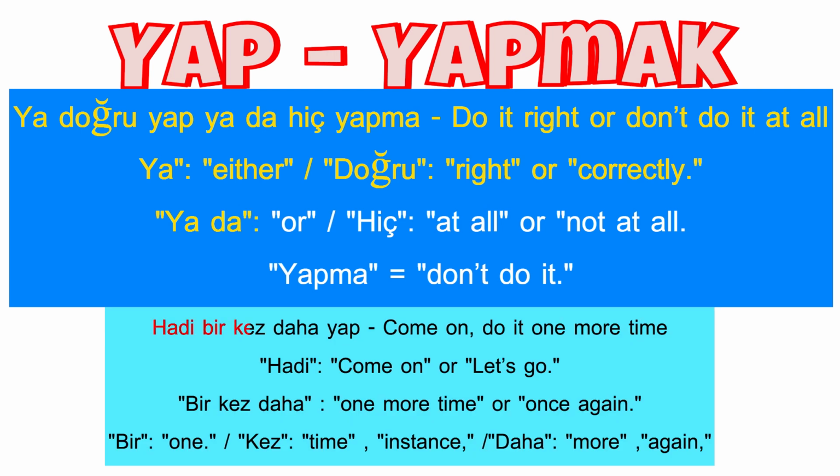Hadi bir kez daha yap. Come on, do it one more time. This sentence is used to encourage someone to repeat an action, often with a sense of urging or motivation. It's a friendly and casual way to ask for another attempt. Hadi means come on or let's go. It's often used to motivate or encourage someone to start or continue doing something.